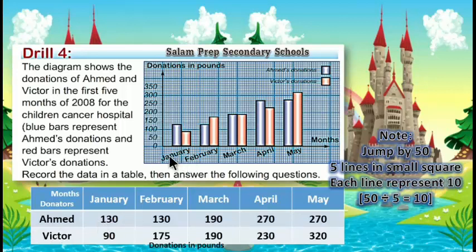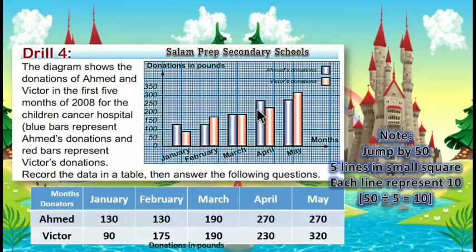We will write on January for Ahmed with blue bar, okay? Please take care. January, the number is 130. February, the number is 130. March, the number is 190.